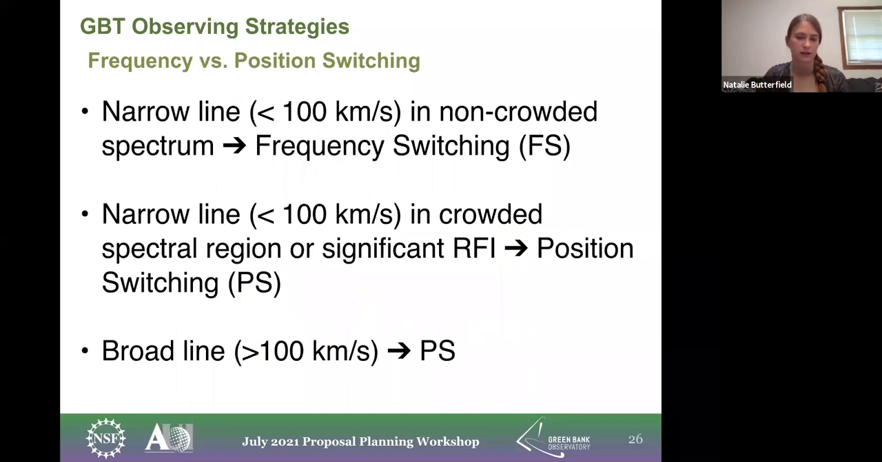I mentioned this earlier. When would you want to use frequency switch versus position switch? Typically, if you have a narrow line, so anything that's less than about 100 or so kilometers per second, that's in a non-crowded spectrum, then you probably would want to use frequency switched observations. If you have a narrow line, but it's in a crowded spectral region, or if you have significant or strong RFI, then you might want to do position switching observations. Or if you just have a very broad line, then you might want to do position switched observations as well.